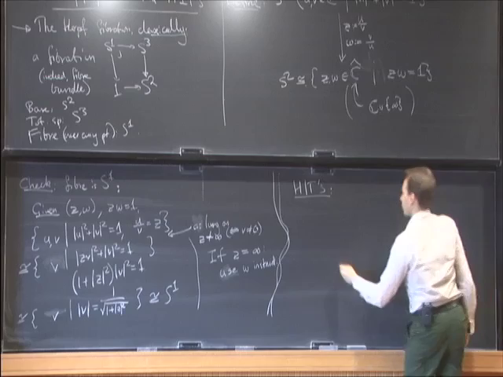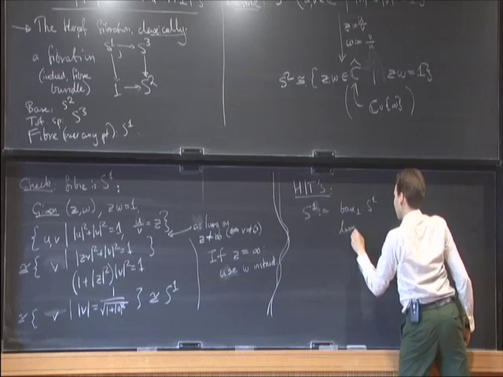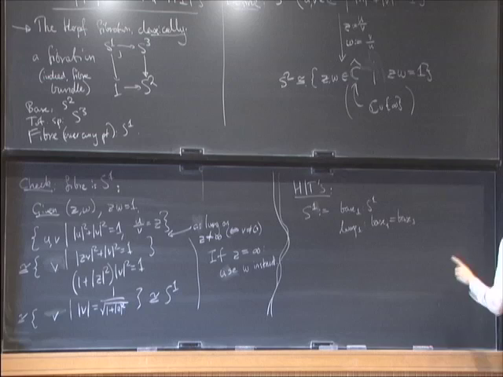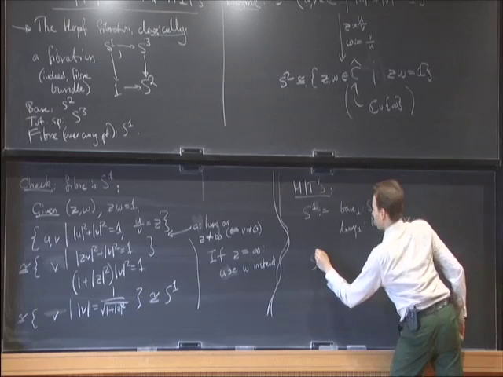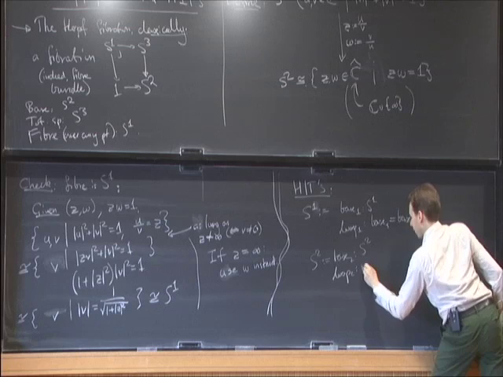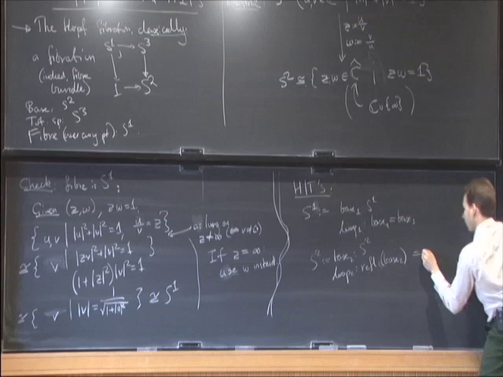We have S1, generated by base 1 is in S1, and then loop 1 is a path from base 1 to itself. So S2 is the same except that the loop is a 2-cell. So we have a base point, and loop 2 is a path from refl, an identity path on base 2, to itself.